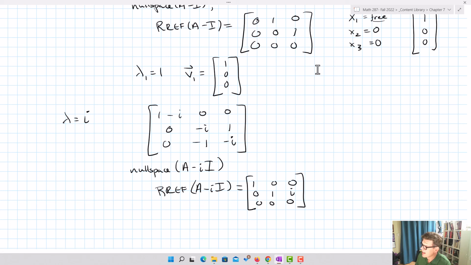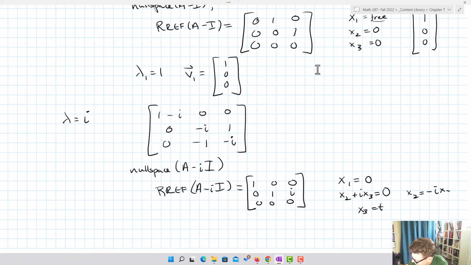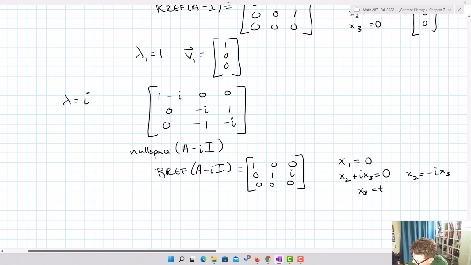So we get that x3 is going to end up being free. So we've got x1 equals 0, x2 plus i x3 equals 0, and then x3 is going to be my free variable t. We make that x2 equals negative i x3. And so when I rewrite my vector, in this case v2, it's going to equal 0, negative i, 1. So lambda 2 equals i, and we get v2 equals 0, negative i, 1.